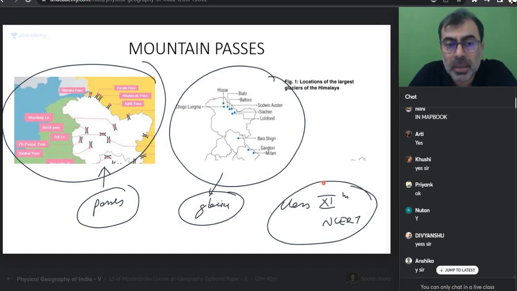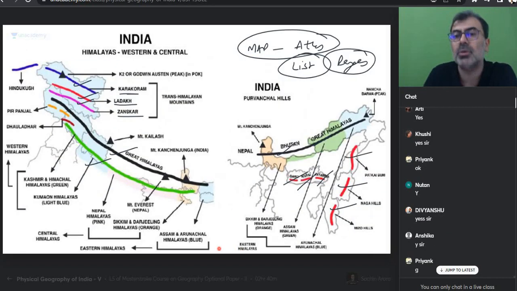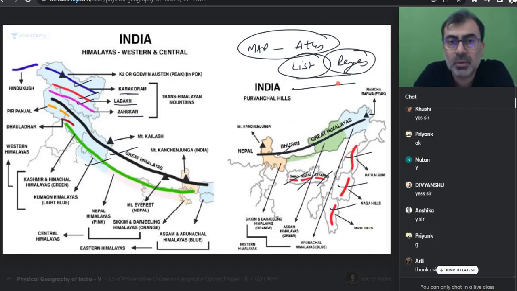No, this is not in the map book. Map book पर तो जो exam वो दिया, this homework is not in the map book. This homework you can submit. These passes and glaciers you just identify. ये तो आपको check from atlas है. Check from atlas and NCERT. This list you can submit to me on a page. Is everyone okay? 10 minutes extra today.